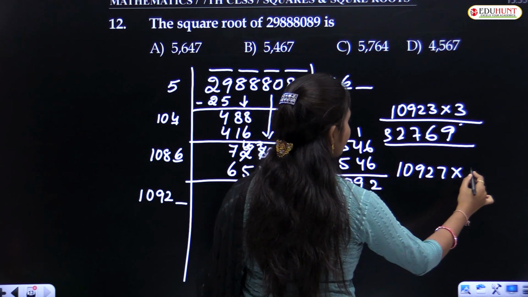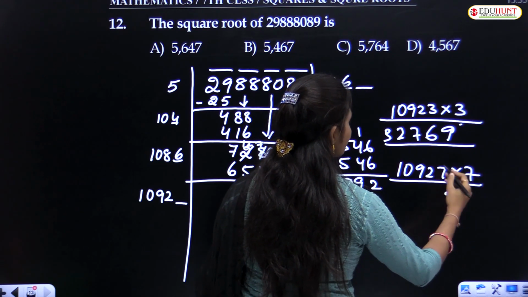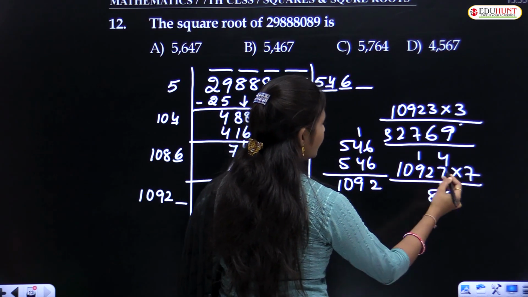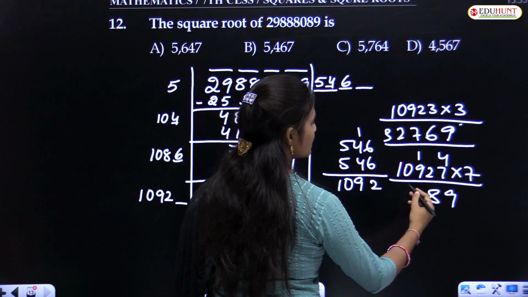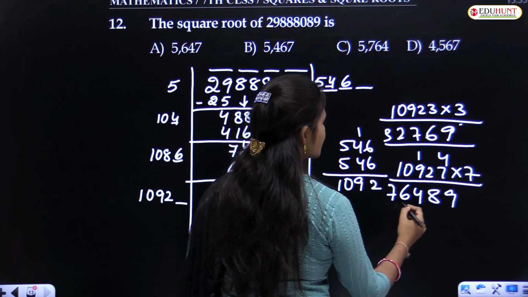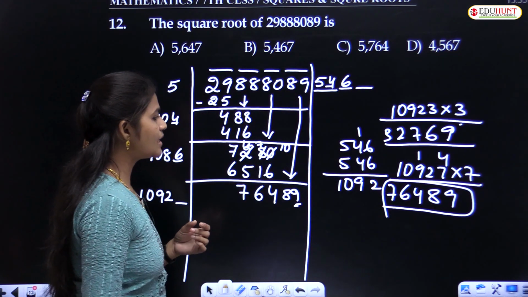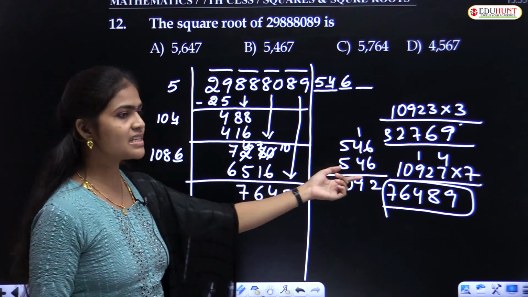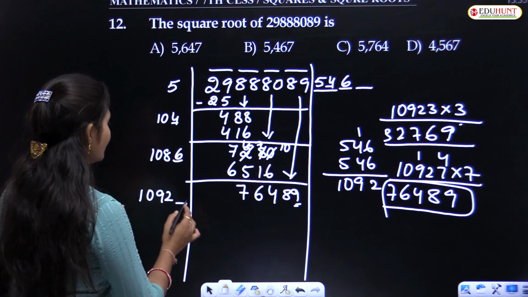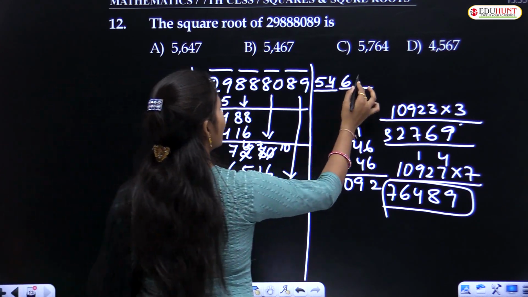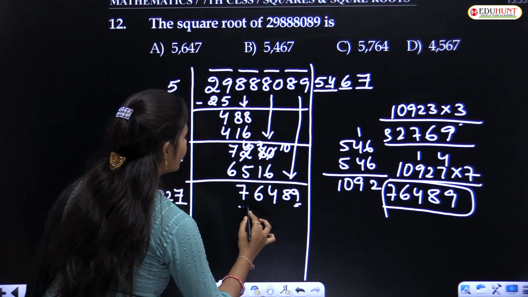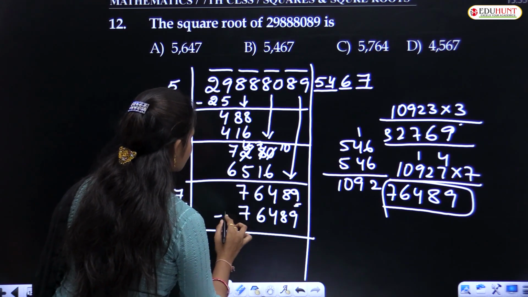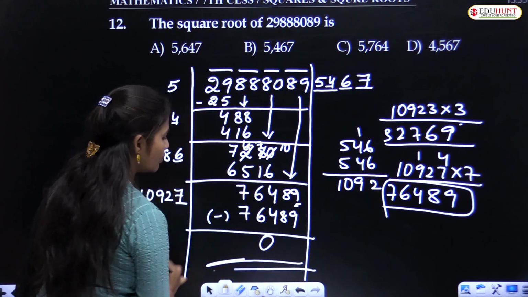Now check 7. 1092, 7 into 7. 7 7s is 49. 7 2s is 14 plus 4 is 18. 7 9s is 63 plus 1, 64. 7 1s is 7. So what is that number? 76,489 only, no? So which number is existing? That is 7. So write 7 here and here also 7. So you will get 76,489. Its difference is equal to 0.